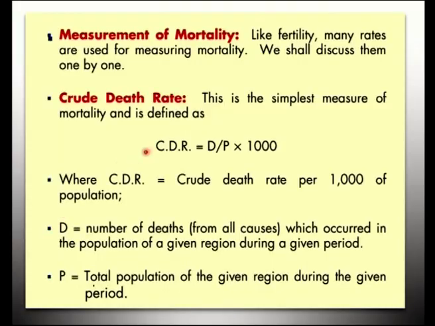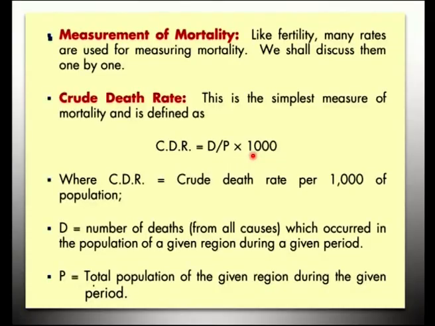Crude death rate first of all. Like crude birth rate, here we have crude death rate, CDR. This is the simplest measure of mortality and is defined as CDR is equal to D divided by P into 1000. Just to recall, in crude birth rate we multiplied B divided by P. So, CDR is the crude death rate per 1000 of population, where D is the number of deaths from all causes which occurred in the population of a given region during a given period, and P is the total population of the given region during the given period.